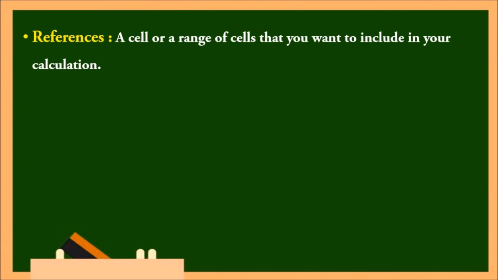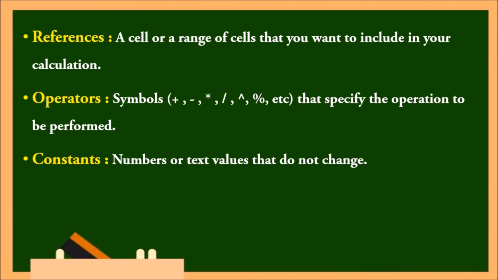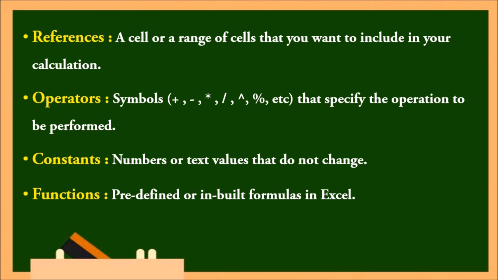So my children, moving further, let's understand what are the elements of Excel. Here this is the first element, references. A cell or a range of cells that you want to include in your calculation, that is references. Next is operators, symbols that are plus, minus, multiplication and so on, that specify the operation to be performed. Next is constants. As we have just seen in the previous example, 5 was the constant. So the numbers or text value that do not change, that are constants. Functions, predefined or built-in formula in Excel.